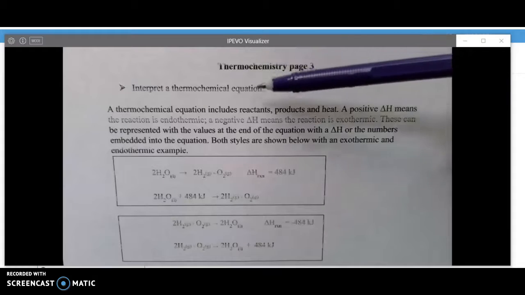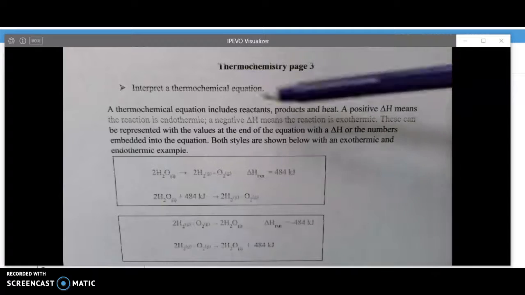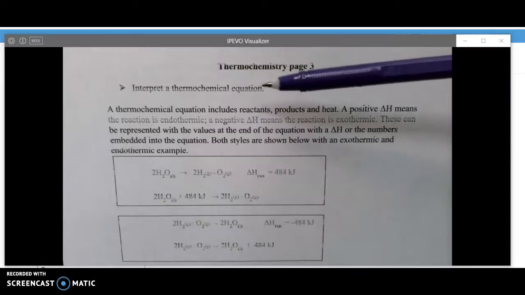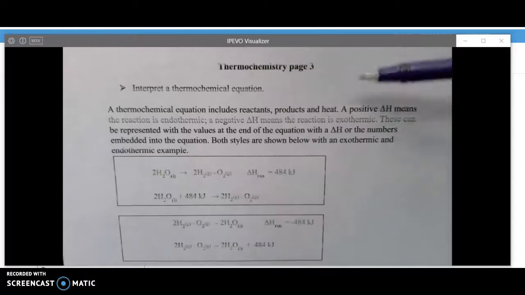All right, this is going to focus on interpreting a thermochemical equation. So you all know what a chemical equation is. Thermochemical just means we're adding heat to it. So you're going to see that that includes reactants, products, and heat. So there's two methods to do that.